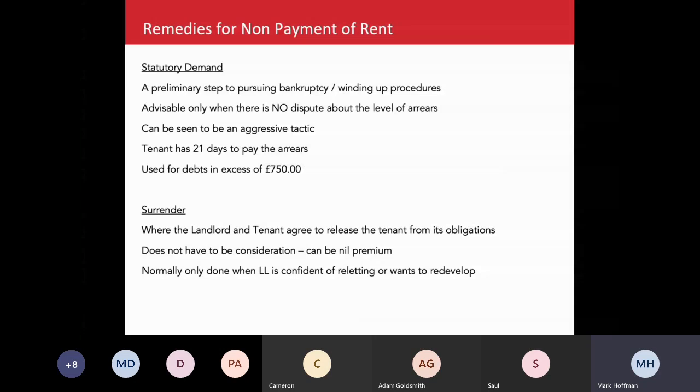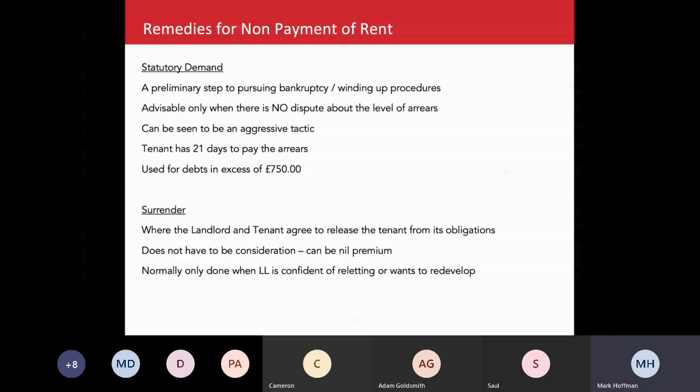If the landlord is confident of getting a better tenant in, yes, okay, both of those are correct. Well done. If the landlord is comfortable or confident that they can re-let the premises at a higher rent and or to a better covenant, then they might agree to a surrender. However, of course, as I said, this is pretty unlikely at the moment. There doesn't have to be consideration. It can be for nil premium. So, you know, let's just say that the landlord's quite happy to take it back.